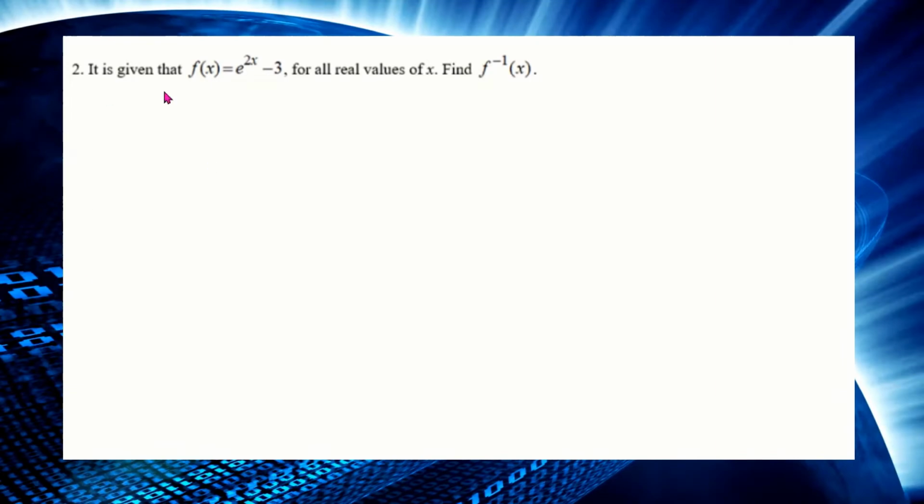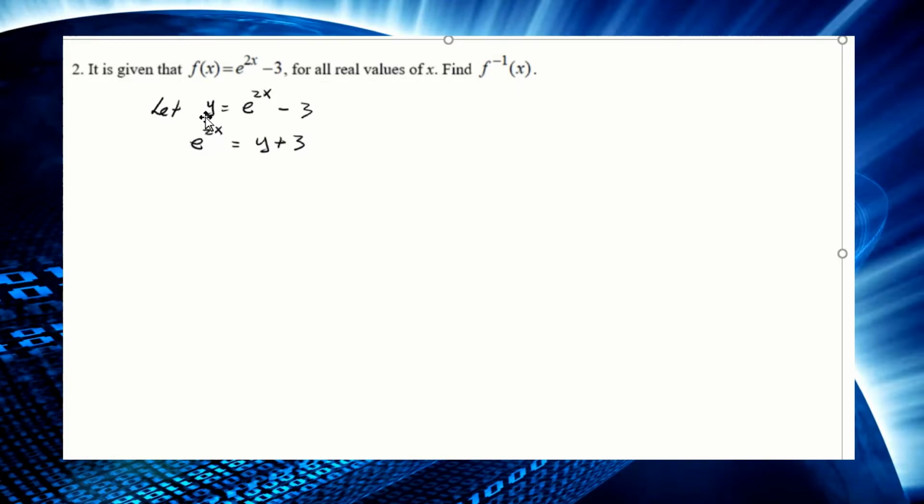In this question, it is given that f of x is equal to e power 2x minus 3 for all real values of x. And then find the inverse function of f of x. Now to do this, we let y equals e power 2x minus 3. In order to find the inverse function, we need to rearrange this equation such that x becomes the subject. So first, we shift negative 3 to the left-hand side becomes y plus 3. So e power 2x equals y plus 3.